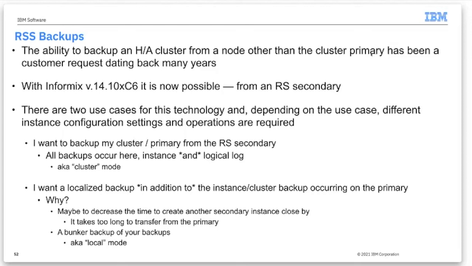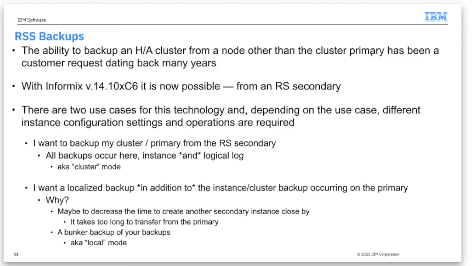There are two use cases for this technology, two different modes is what I call them. And depending on what mode you're going to be using, there are different configuration parameter changes that you'll need to make, and different operations that you'll need to execute. Option number one is what I call the cluster mode, which means you are going to use the RS secondary for your primary backup and restore operations. So both the instance and the logical logs will be backed up from the RS secondary, and it becomes your one and only backup option, if you will.